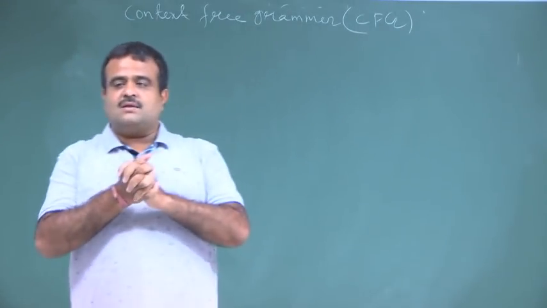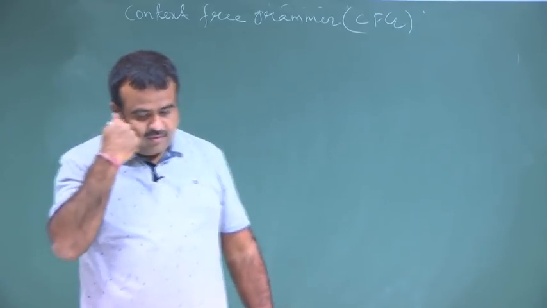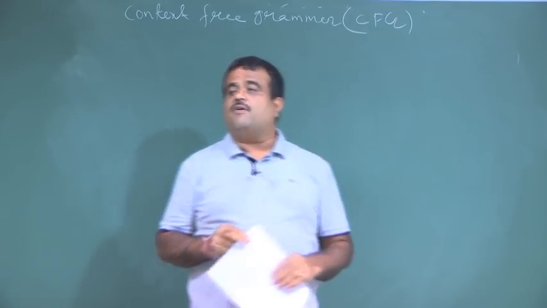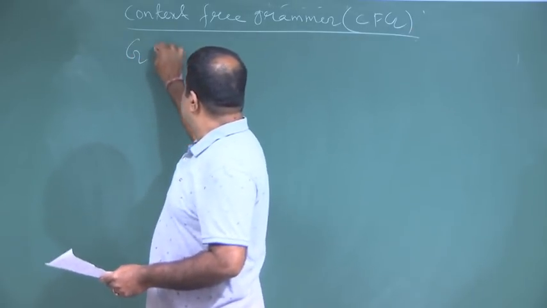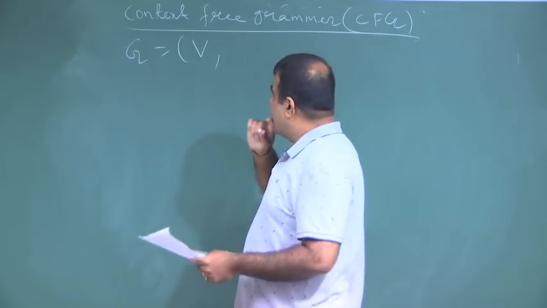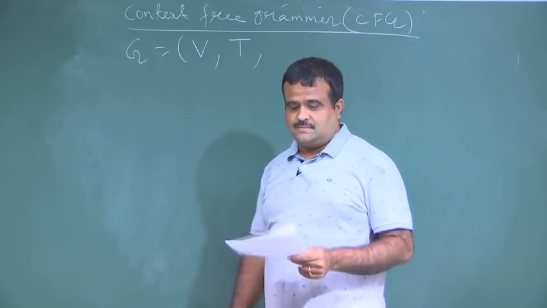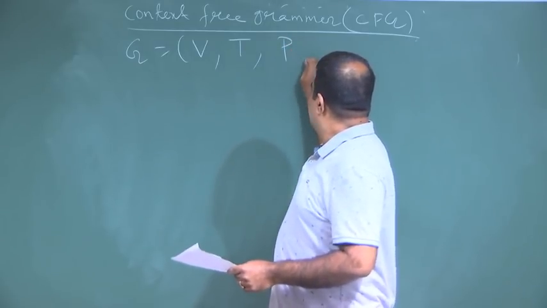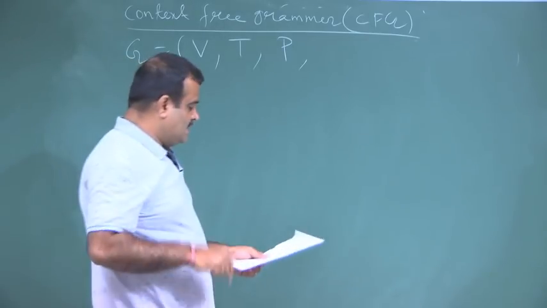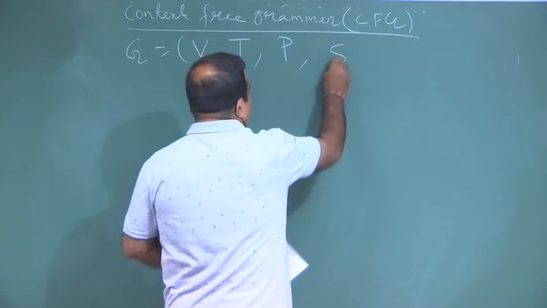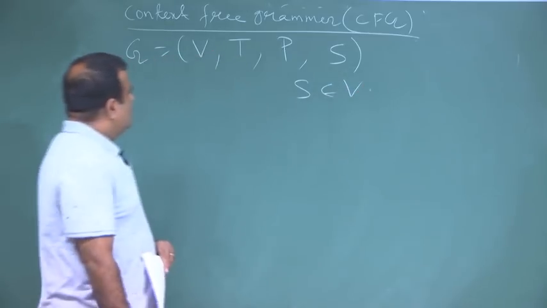Okay, so we will start the context free grammar. We will define what we mean by context free grammar. It is basically a 4 tuple which consists of V, which is the set of variables, T, the set of terminals, P, the set of productions or set of rules, and S, the starting variable. S belongs to V. S is a starting variable.